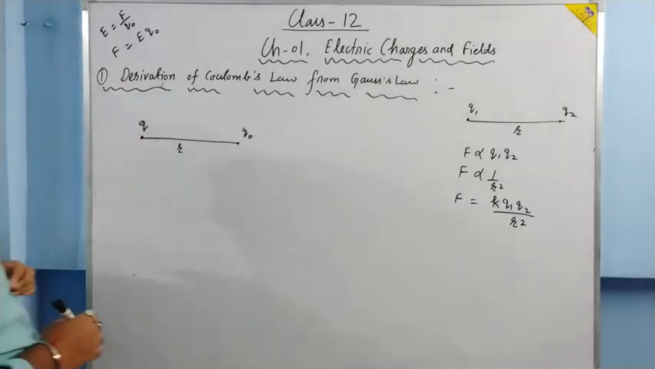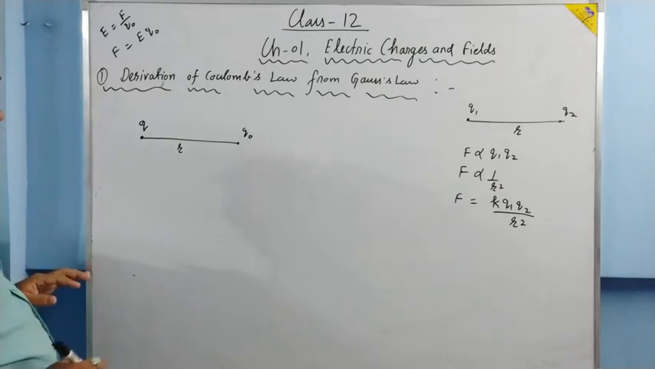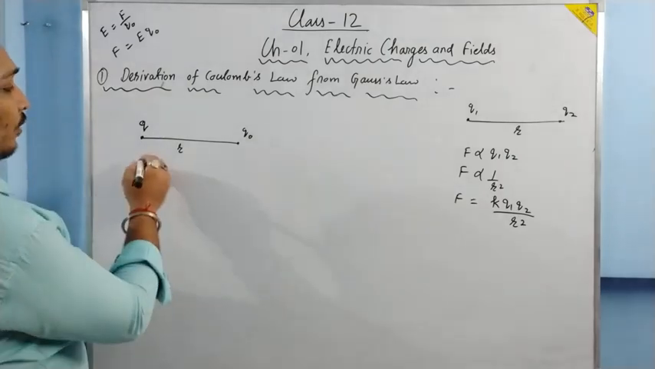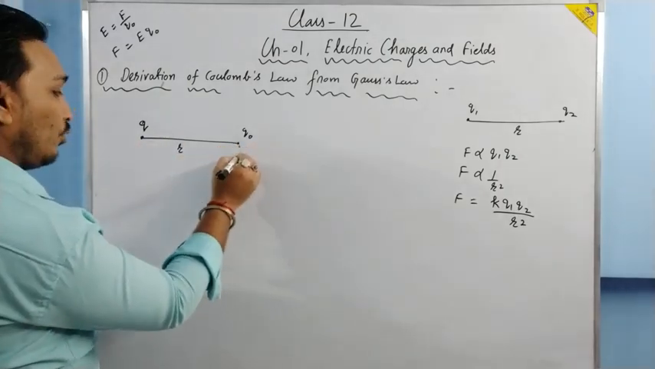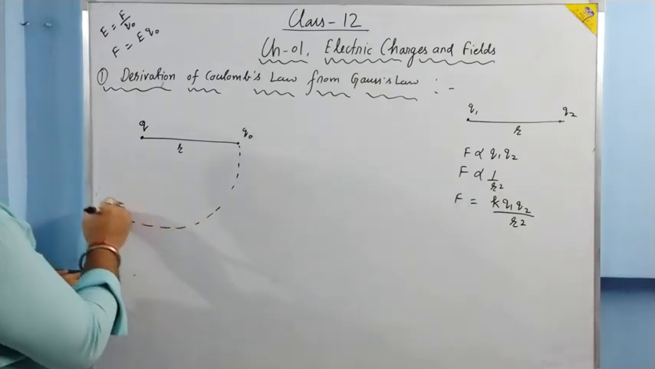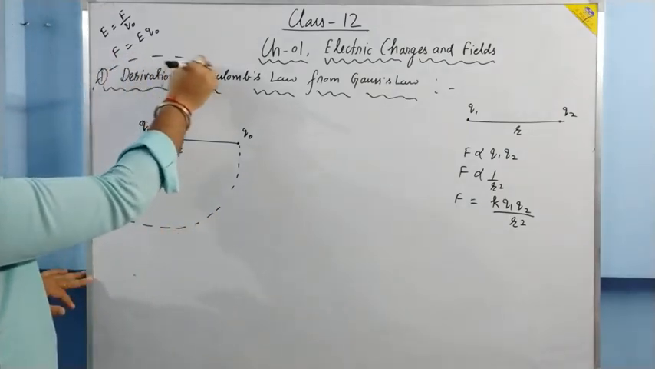So for the Gauss theorem, we need a Gaussian surface through which the flux is being calculated. Now what I am going to do, at a distance r, I am going to take a Gaussian surface which is spherical in shape.